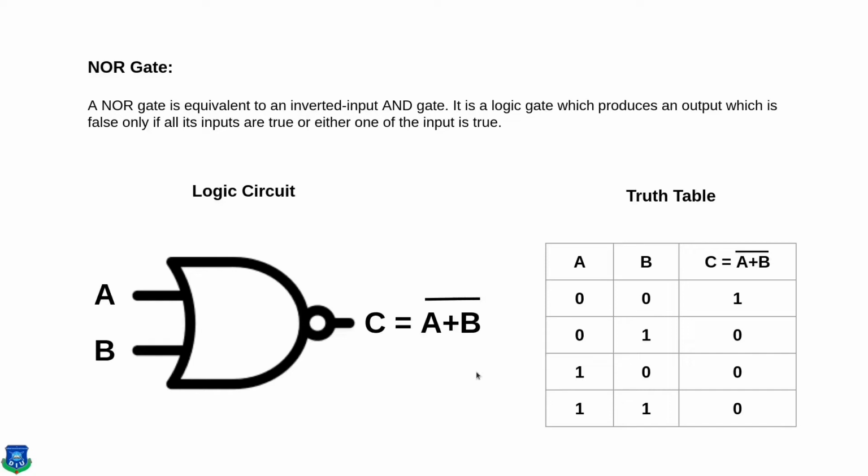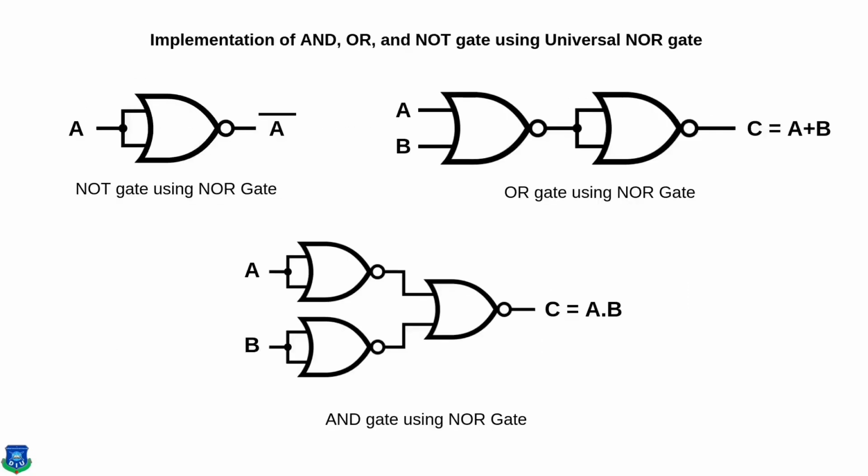NOR gate is also a universal logic gate because we can implement AND, OR and NOT gate by using NOR gate. Now we will implement these gates. Implementation of AND, OR and NOT gate using universal NOR gate. Here we implemented NOT gate using NOR gate. We can say that because we have a single input and a single output that operates on the negation law.